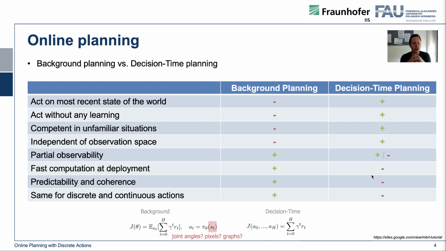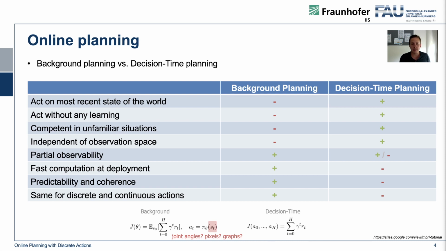When it comes to acting on the most recent state of the world, habits take a while to be updated as the world changes. This means that if we use background planning, we cannot act on the most recent state of the world, because we need to update our internal belief on the state and our internal model. Whereas in decision time planning, when the state of the world changes, we can immediately plan based on the most recent state. So this is why decision time planning acts on the most recent state of the world.